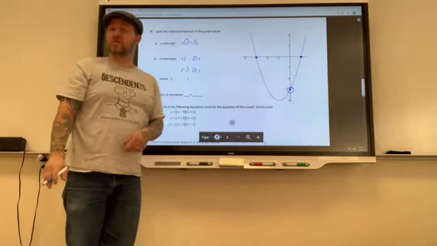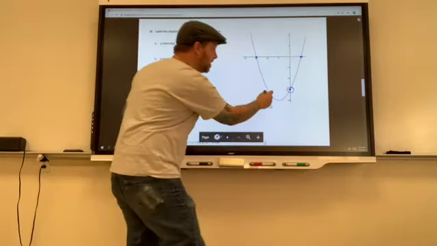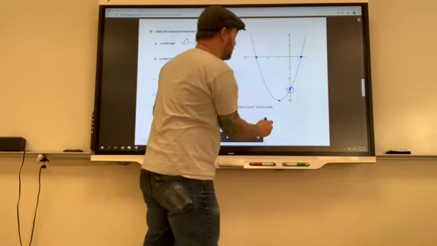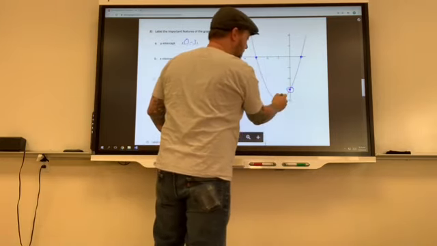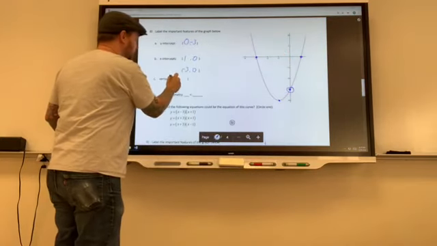Vertex. Now, who knows what the vertex is? Good, that's right. It's the low point right there. So where is this? That's it. Down 4 over -1. So (-1, -4).